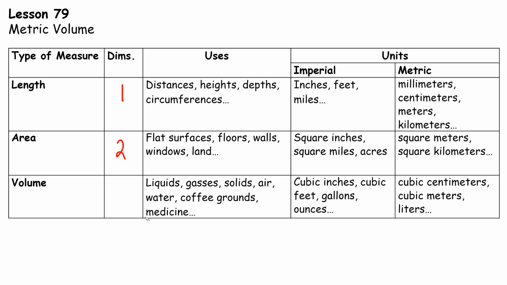For volume, that's a three-dimensional unit. We use it to measure liquids, gases, solids, air, water, coffee grounds, medicine, anything that's three-dimensional. In the imperial units, we use cubic inches, cubic feet, gallons, ounces. In metric, they use cubic centimeters, cubic meters, and liters, and many more.